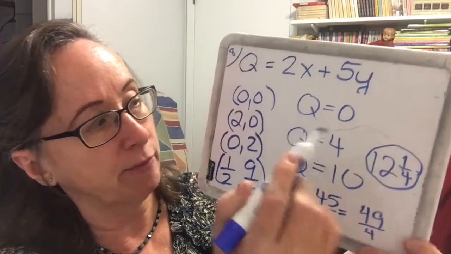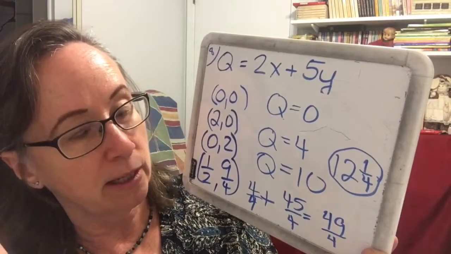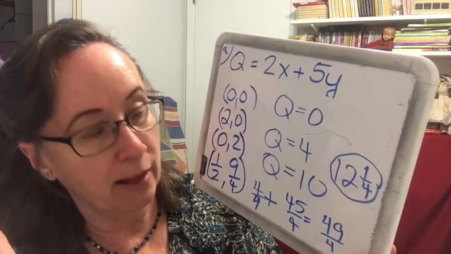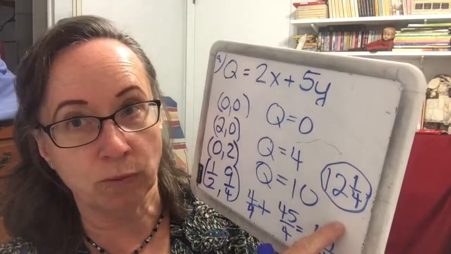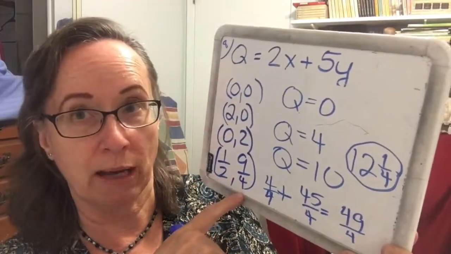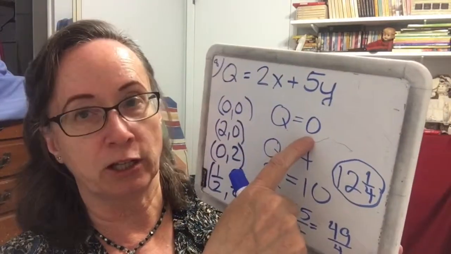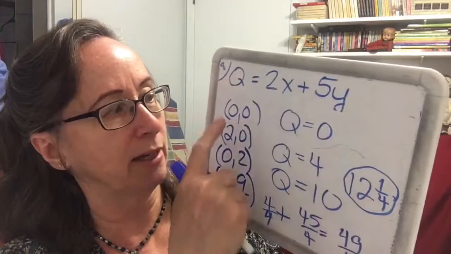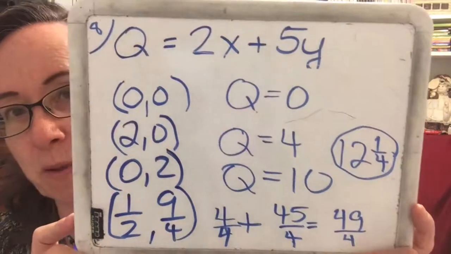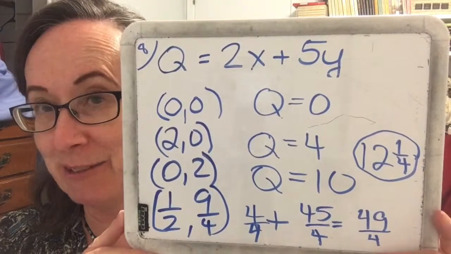And when you look at all the values of q, we had 0, 4, 10, and 12 1/4. 12 1/4 is the maximum. So your answer would be that the maximum was 12 1/4, and it occurred where x was 1/2 and y was 9/4. Your minimum was q is 0, and it occurred when x and y were both 0. Okay, so that would be the first linear programming problem that we have done.